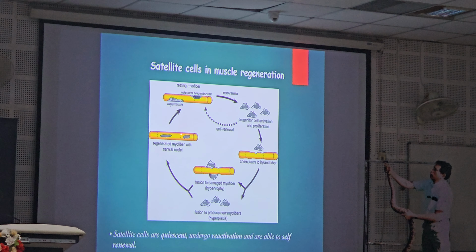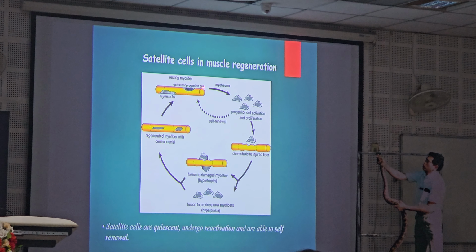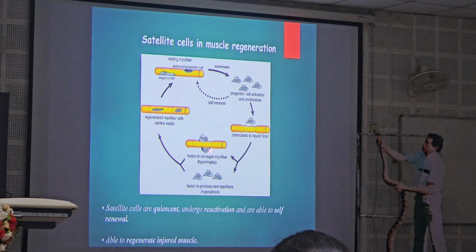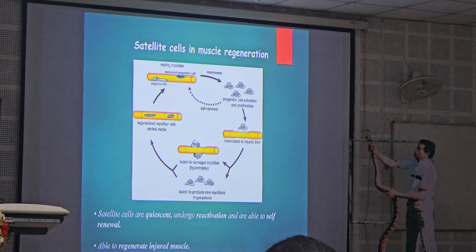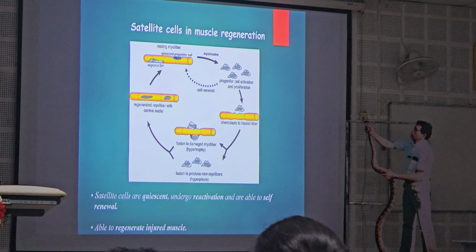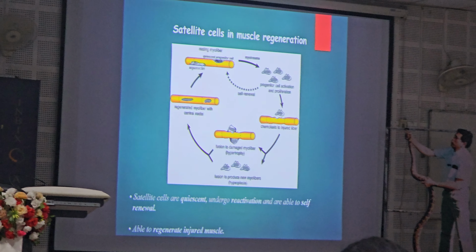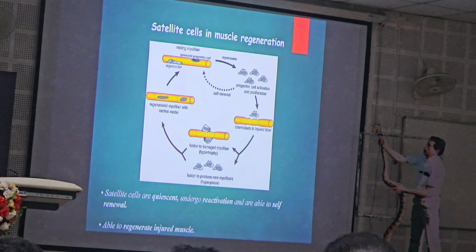First, they undergo migration to the area of the injury, then they proliferate, and then they fuse with the damaged muscle fiber to restore the original capacity of the muscle fiber, so as to have functional muscle tissue again. So satellite cells are quite important because they are able to regenerate the injured muscle.